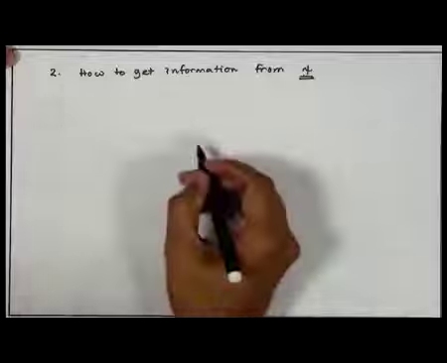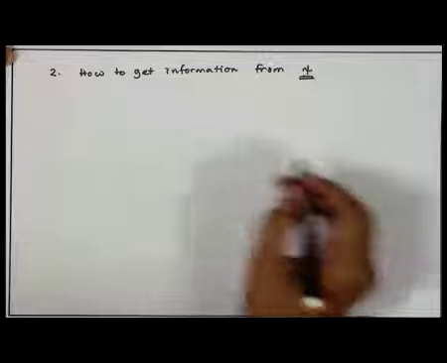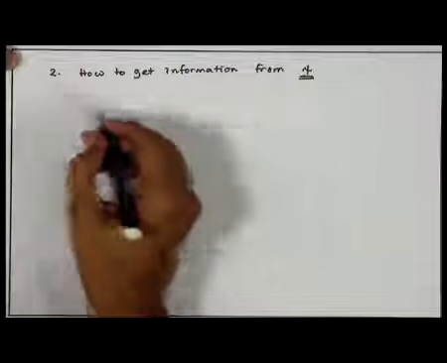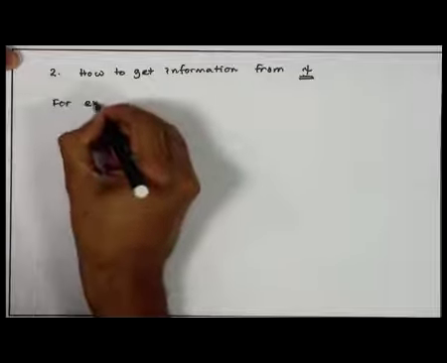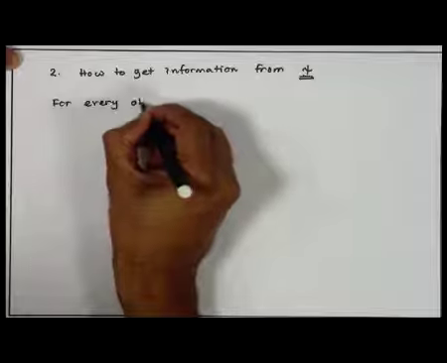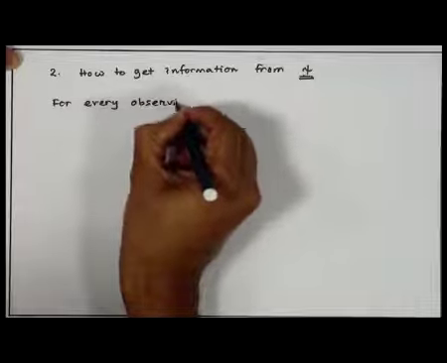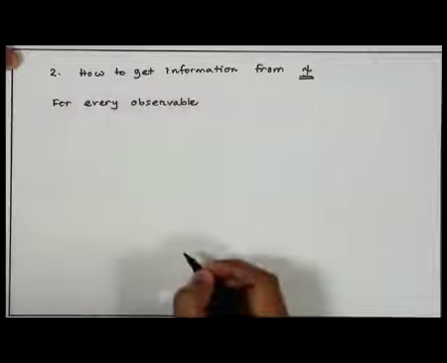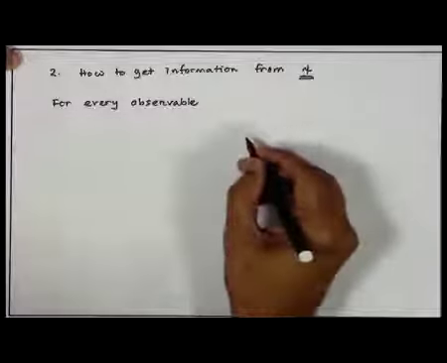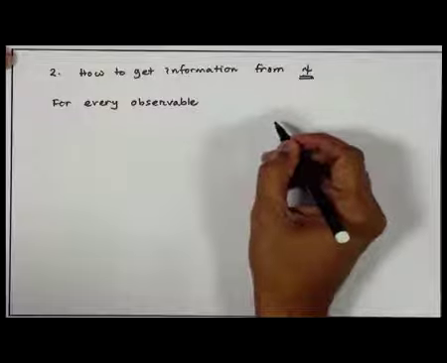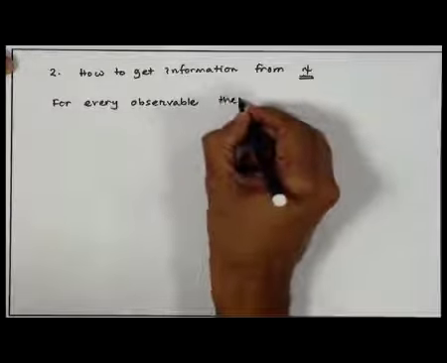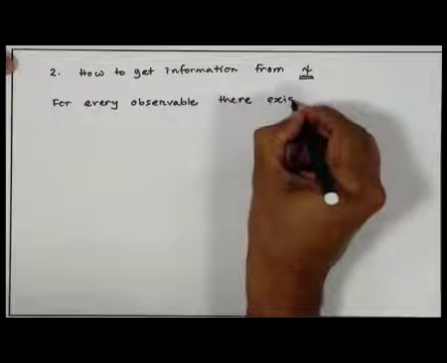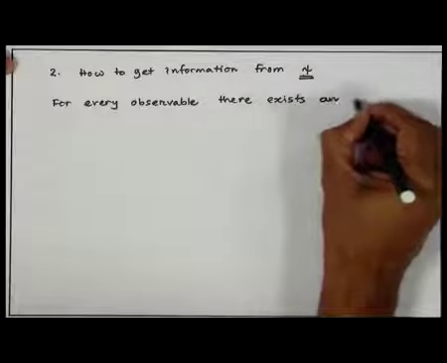Now, quantum mechanics has the following recipe for this. It says that for every observable that you want to see or you want to know, for which you can think of doing an experiment and getting a result out of it, there exists an operator.